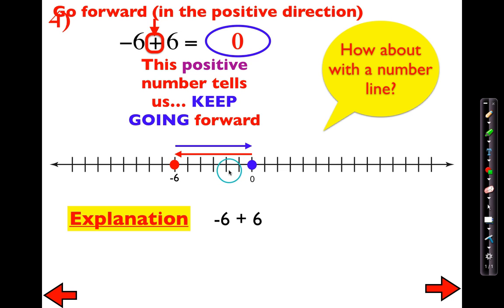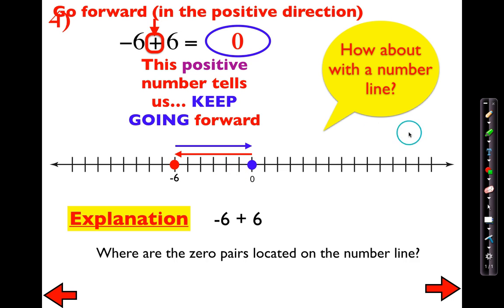So the explanation of how many zero pairs are there? Well, again, the zero pairs are the overlap in the line. So notice these lines are overlapping. So I'm just going to count how far they overlapped. It was 1, 2, 3, 4, 5, 6. So I would say there were 6 zero pairs on the number line.